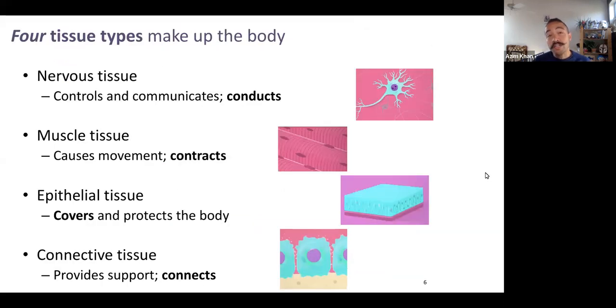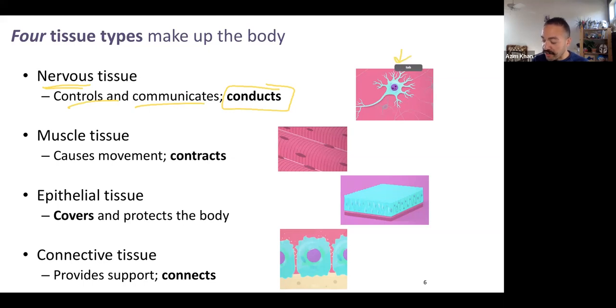There are four tissue types of the body. There are four tissue types. I'm briefly mentioning these here, but we're not going to go over them in detail today. But the first two, nervous tissue, tissue that you find in your brain, spinal cord, nerves of your body. These are made up of cells that control and communicate. In other words, they can conduct information. They can conduct electricity.